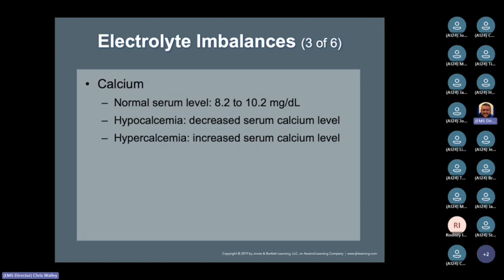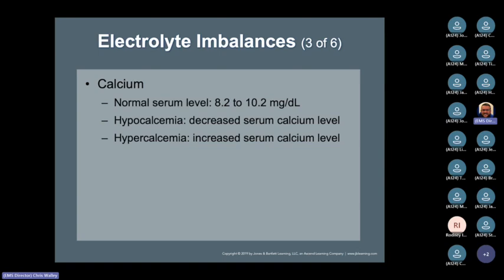So calcium. Nearly 98% of the body's calcium is found in the bones and our teeth. It lends strength and stability to the collagen and the ground substance that form the matrix of the skeletal system. It enters our body through the gastrointestinal tract. The normal serum level, as y'all see there, is from 8.2 to 10.